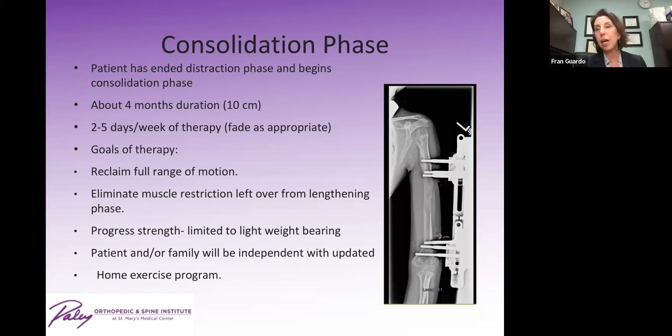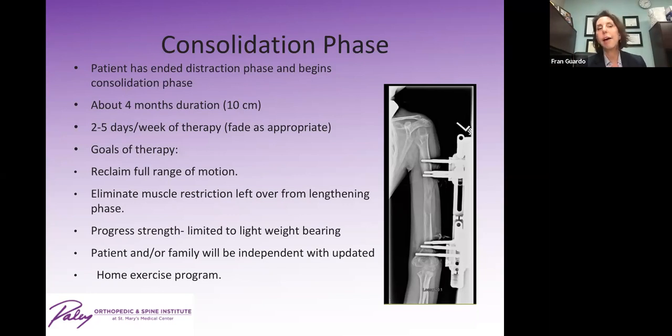If you're extremely tight, you may still need to be seeing a therapist 5 days a week if that's what you were doing at the end of your distraction. And then as your range of motion returns, you can fade that down to 3, 2, 1 times a week, and then you may hit the point where you're just doing maintenance at home.